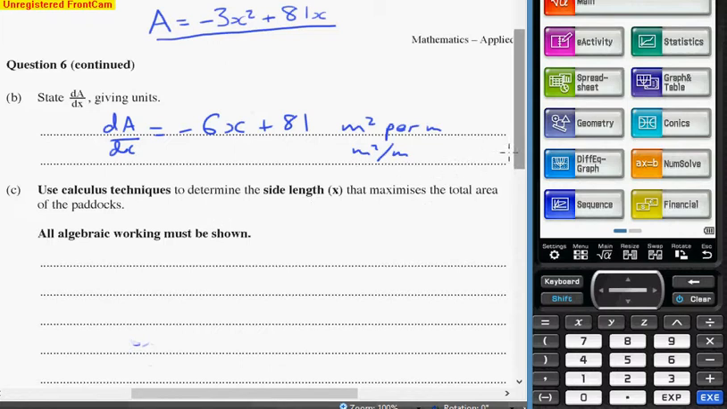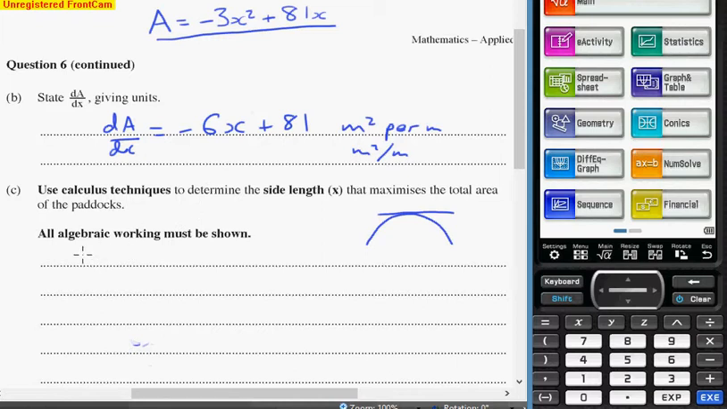This equation that we have here for the area, minus 3x squared plus 81x, because it's got a minus in front of the x squared term, means we've got a negative quadratic shape that looks like that. We'll be finding the maximum there. And the thing about maximums and minimums is that the gradient of your curve at the maximum is 0. The gradient at that top point is 0. And we use that piece of information to solve this.